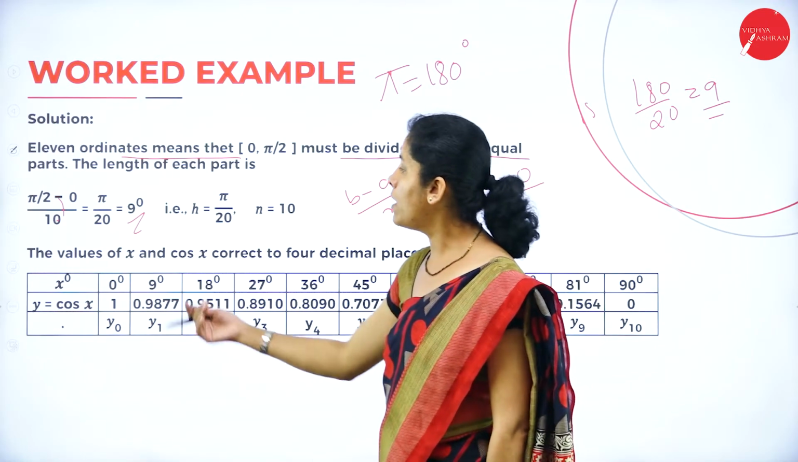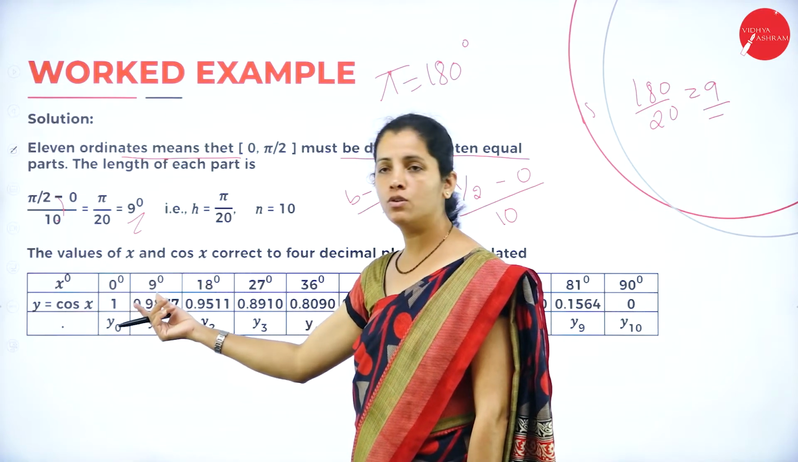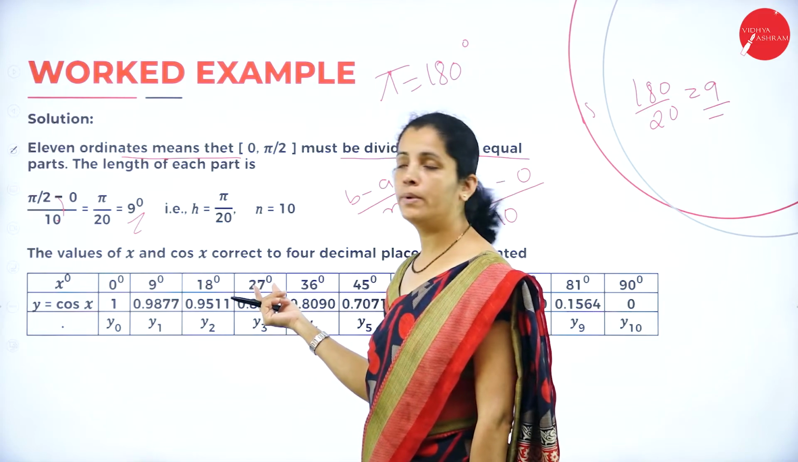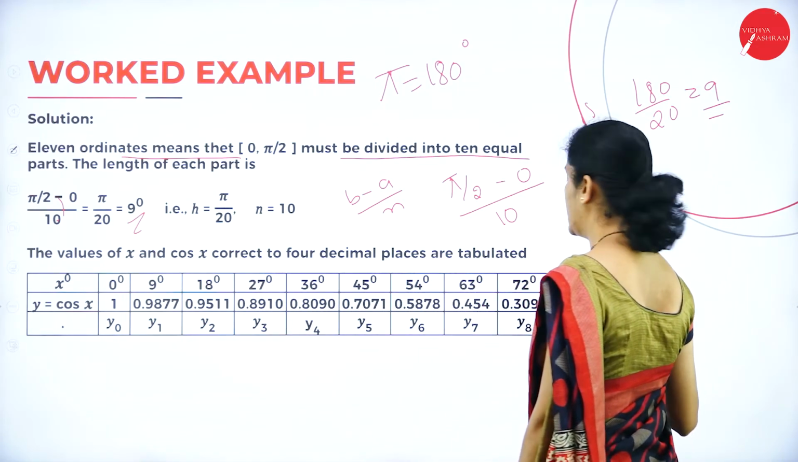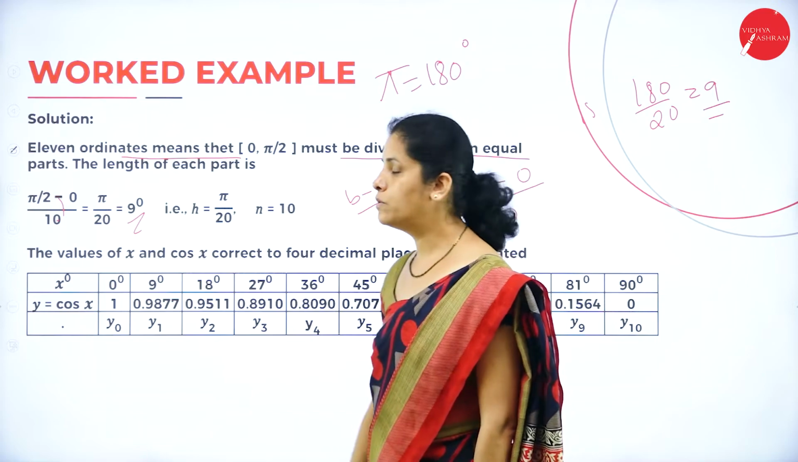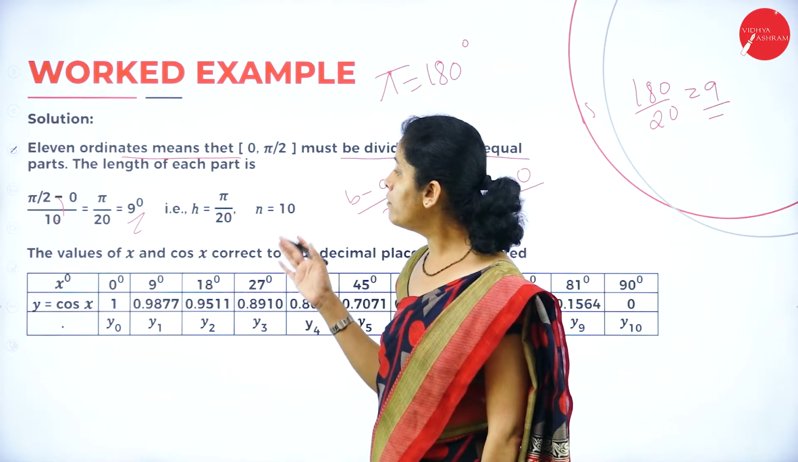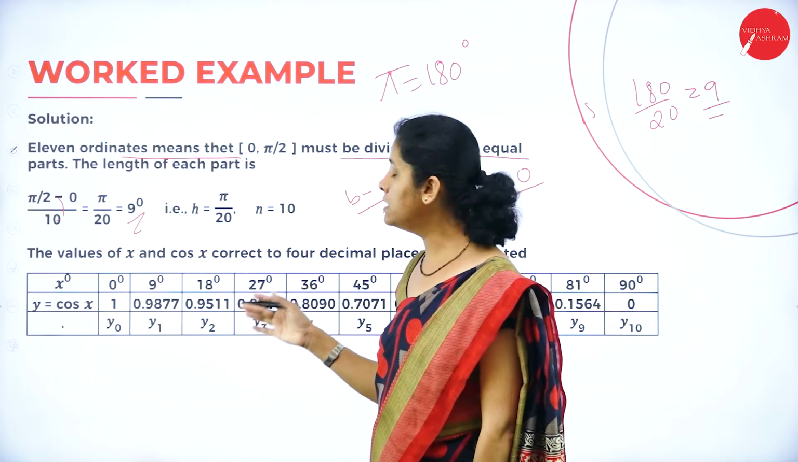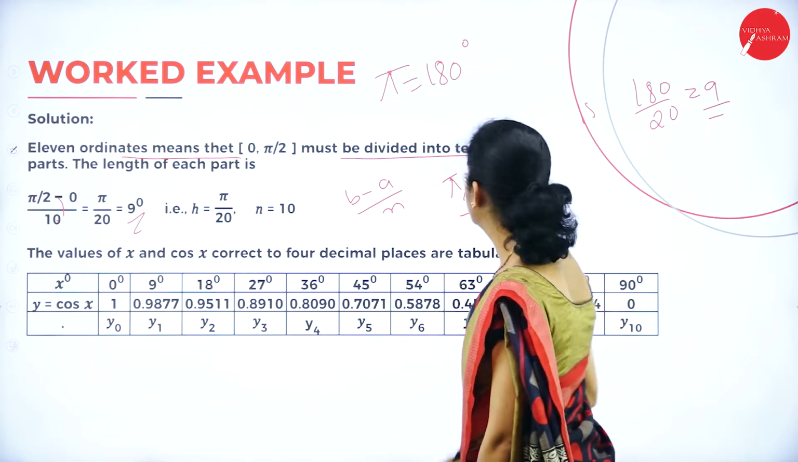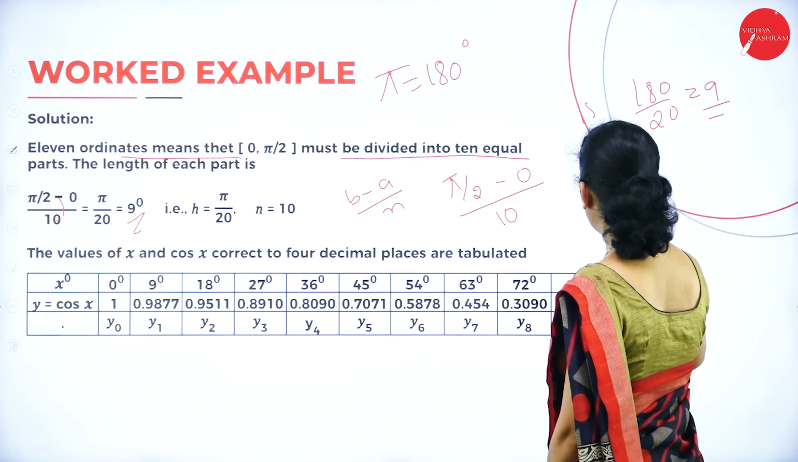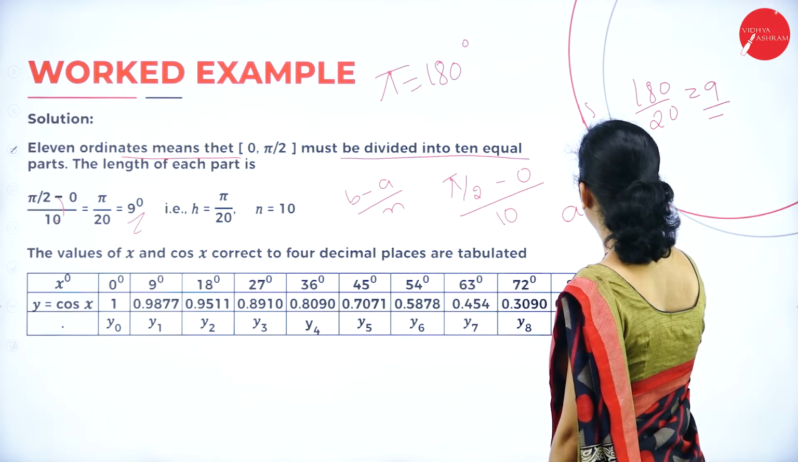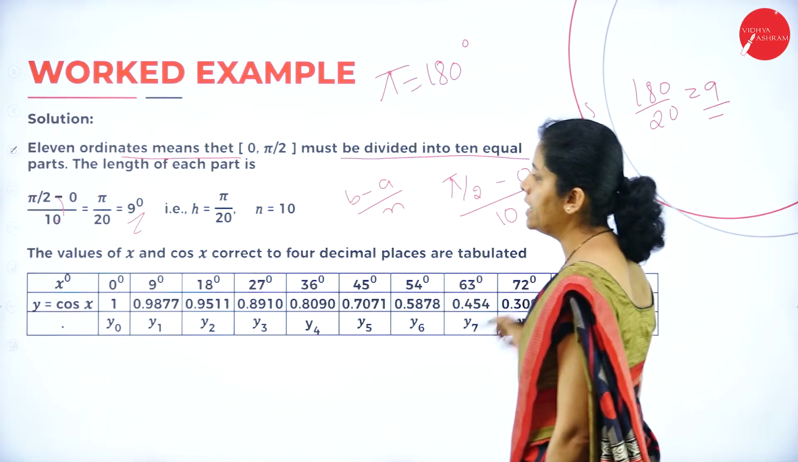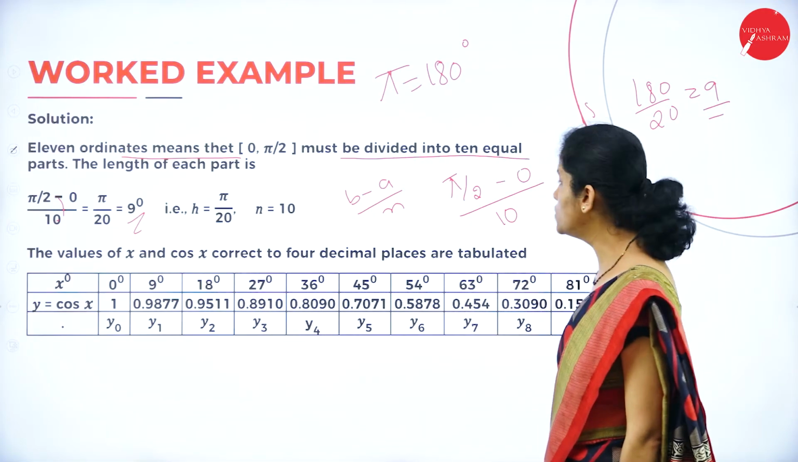And now I want to find out cos of 0, cos of 9, cos of 18, cos of 27 up to 90. Okay, fine. Now dear student, here I want to consider the interval. How many intervals? 10 intervals. So here a equal to x naught. x naught is nothing but 0. Okay, when I take cos of 0, the answer is 1.